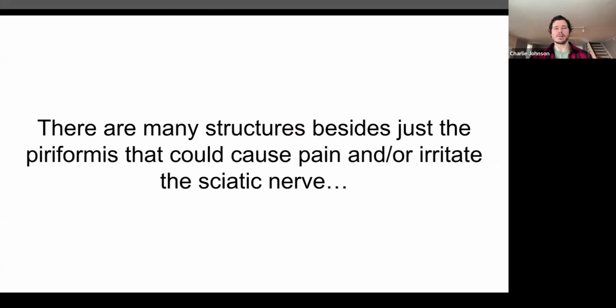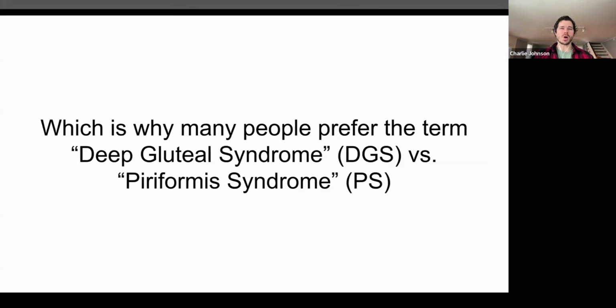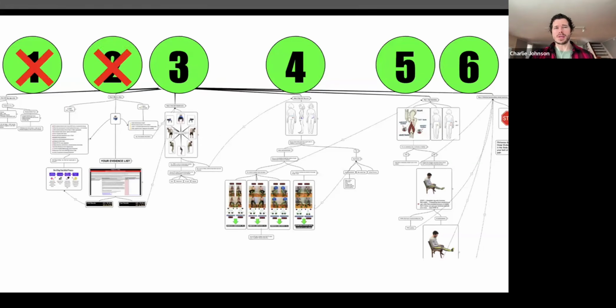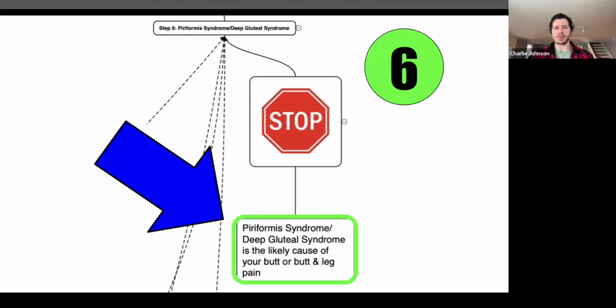And I say this to highlight the fact there are many structures besides just the piriformis that could cause pain and or irritate the sciatic nerve, right? Which is why we like to zoom out, myself and many other people included, and we prefer the term deep gluteal syndrome, DGS, versus piriformis syndrome. So if you see that on the flow chart as we go through, we're essentially talking about the same thing. We're just defining it a little bit more loosely, all right? And so we will go through this process of diagnosis by subtraction. By knowing what something isn't and ruling these things out, we can get closer to the truth of what something may be. So let's dive into it.